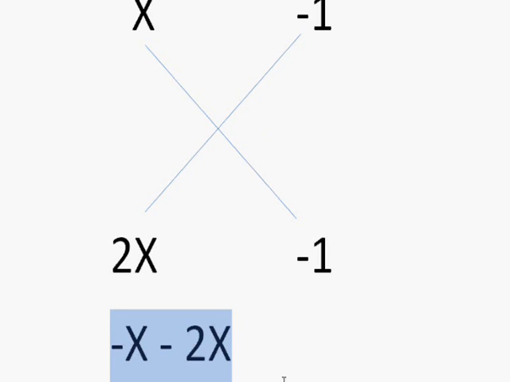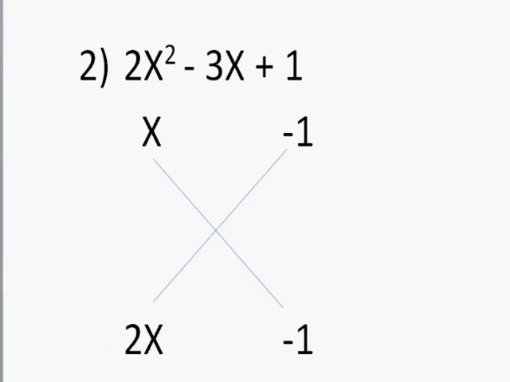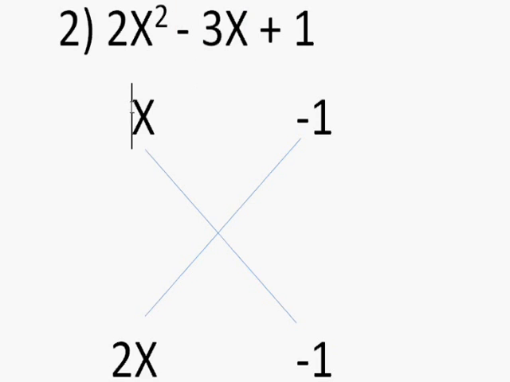So we could write negative x minus 2x, which is equal to negative 3x. This is the same as what we have in the original expression. So the factors would be x minus 1, 2x minus 1. That's it.